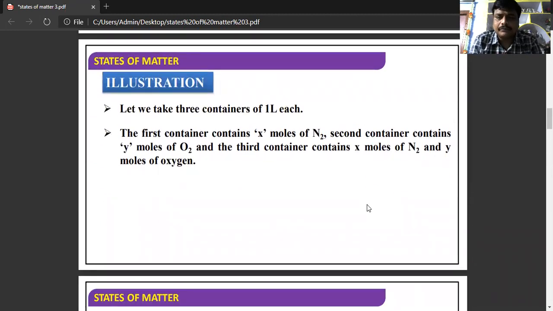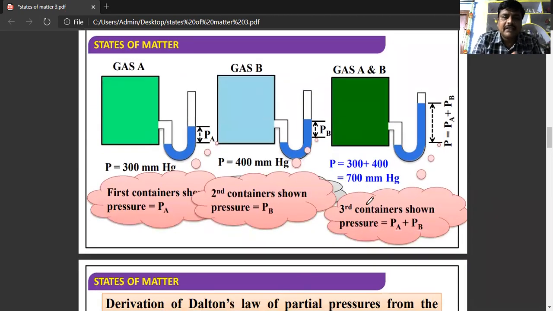Now let's see an example. We are considering three containers of 1 liter each. The first container contains X moles of nitrogen, the second container contains Y moles of oxygen, and the third container contains the mixture, that is X moles of nitrogen and Y moles of oxygen. Here, gas A has a partial pressure of 300 millimeters of Hg, the second container has 400 millimeters of Hg, and the third container contains a mixture of both A and B.